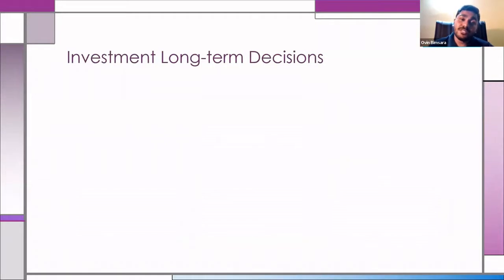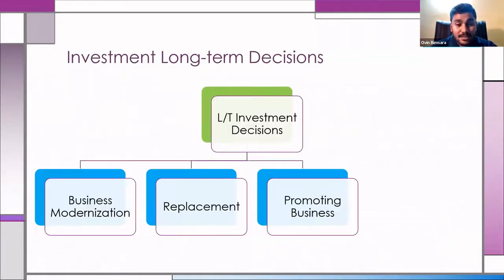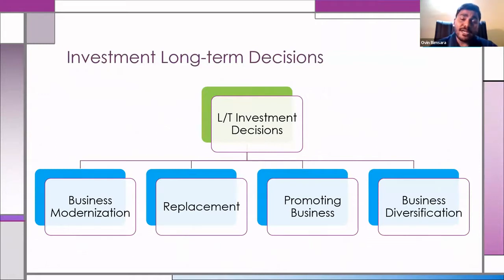Then we come to the investment long-term decisions, which we discussed last week. When it comes to investment long-term decisions, we need to think about business modernization. If we want to structurally change the business into a different format, we need to spend on that. We need to invest in that. For example, the same example that I discussed last time, if you want to automate your warehouse, obviously you need to bring machinery into the warehouse.